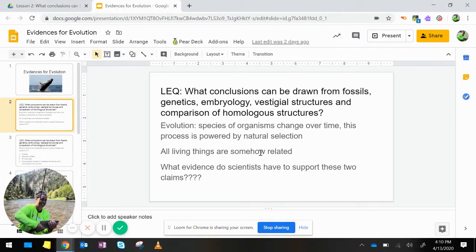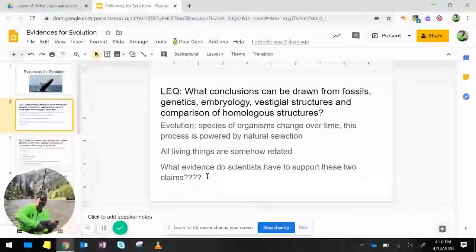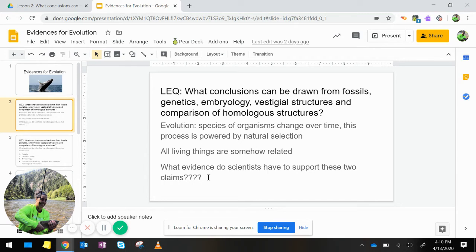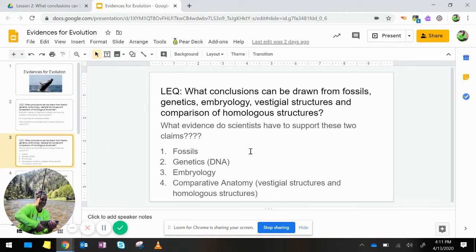So you'll be hearing about this idea of a tree of life, where the base of the tree is a common ancestor that all organisms would have. One of the things when you are a scientist and you come up with these ideas, and these hypotheses change into theories, which are more developed and more widespread, you have to have support for these ideas that you come up with. So what we're going to be looking at this lesson is what evidence scientists have to support these two claims.